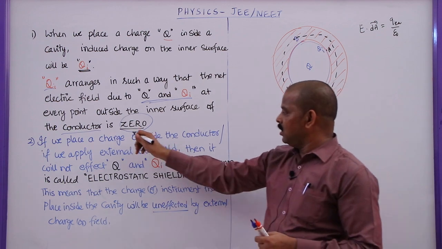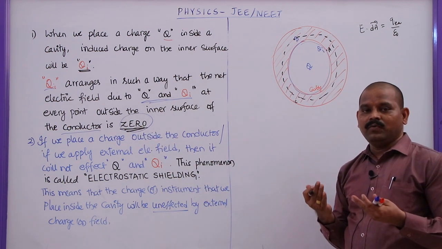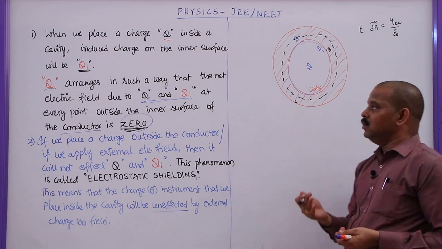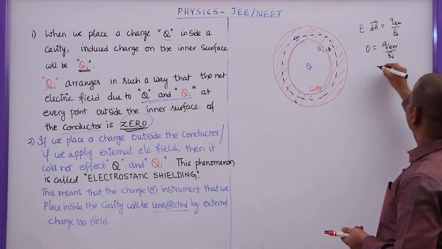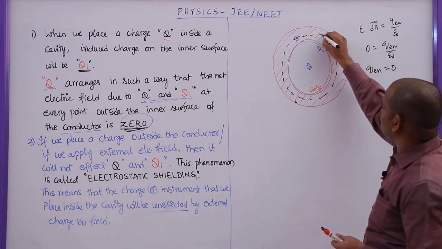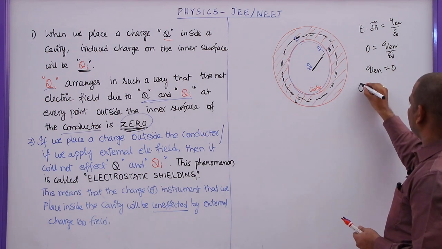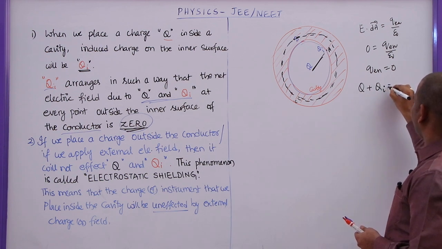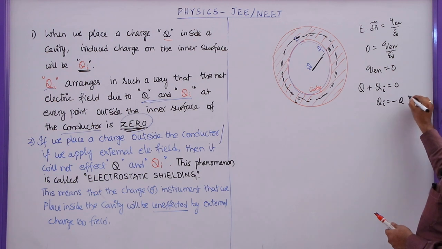The electric field within the conductor will be 0. So the electric field within a conductor is always 0. So here, 0 is equal to Q enclosed by epsilon naught. So the charge enclosed must be 0. But what is the charge enclosed by this Gaussian surface? We have two charges here, that is Q plus Qi is equal to 0. So what can we write? Qi is equal to minus Q.